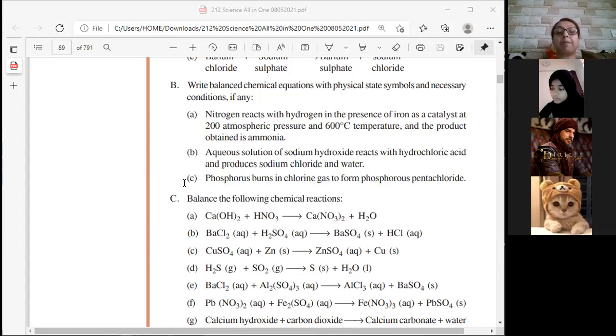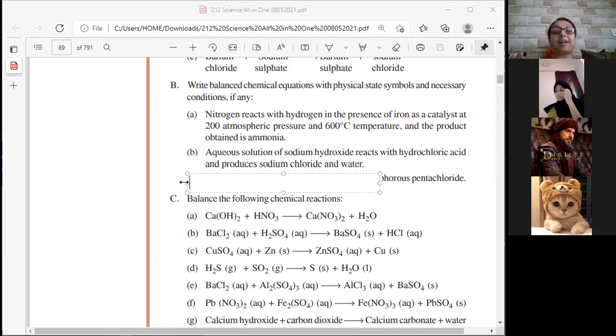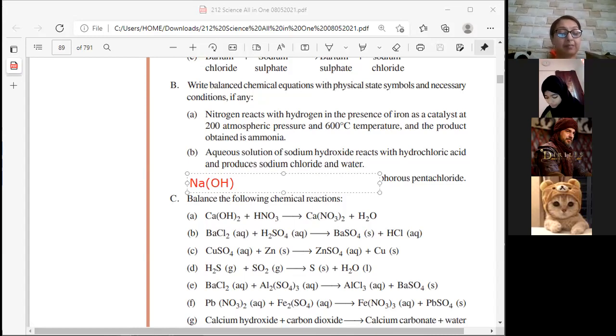Now we are moving to the B part of it. Now here very clearly they have mentioned aqueous solution of sodium hydroxide. Sodium hydroxide means Na hydroxide OH. Am I right? Let me write it like this. NaOH. Am I right? What is the physical state they have given us? Aqueous. It reacts with hydrochloric acid.